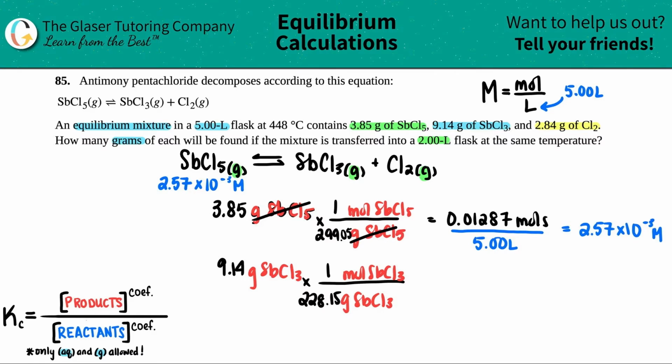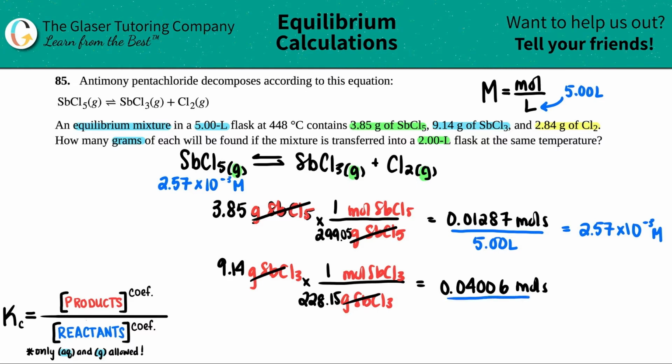228.15. Cancel that out. Let's get that math. Then divide it by 5. 9.14 divided by that answer. I get roughly 0.04006 moles.